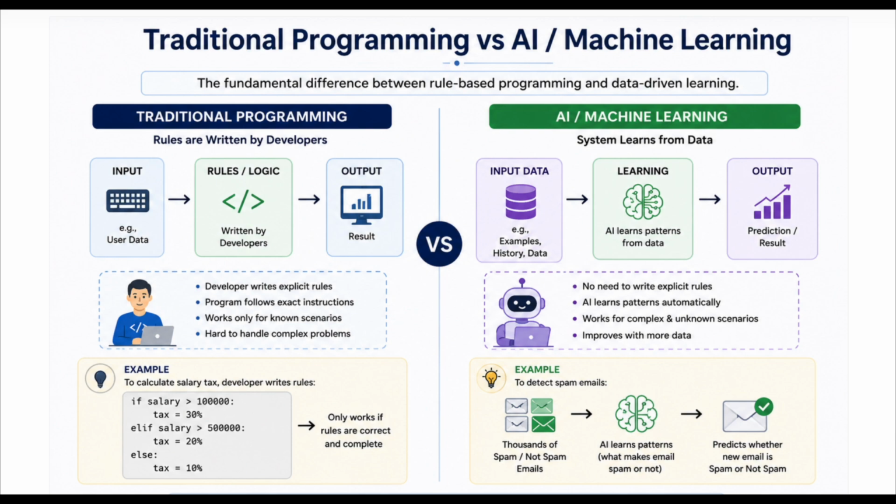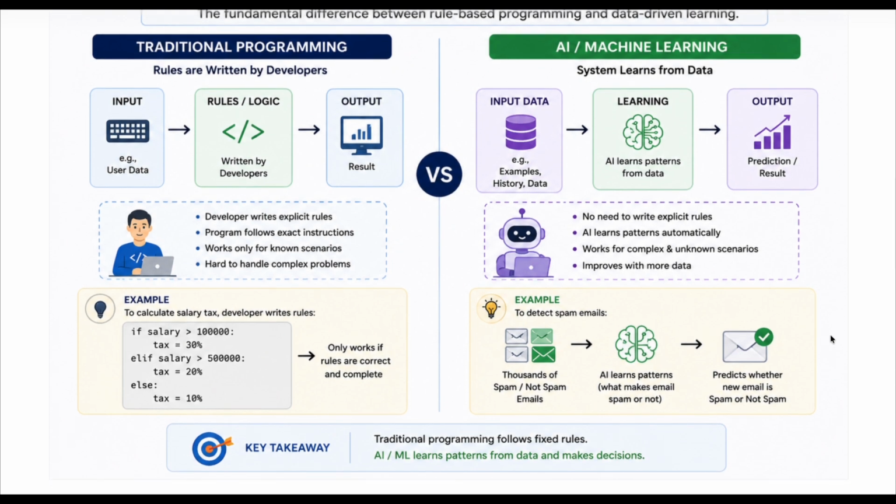So, remember this simple mental model. Traditional programming, humans write rules, AI systems learn patterns from data. That single idea explains the foundation of modern AI. Alright, now we understand the core difference between traditional programming and AI. Traditional software follows fixed rules. AI learns patterns from data. That is the foundation of modern AI systems.